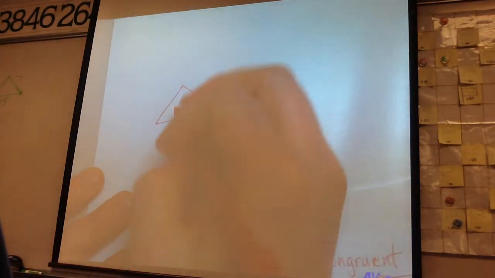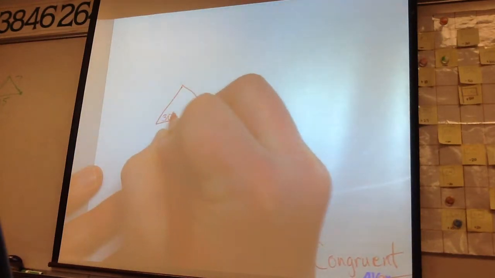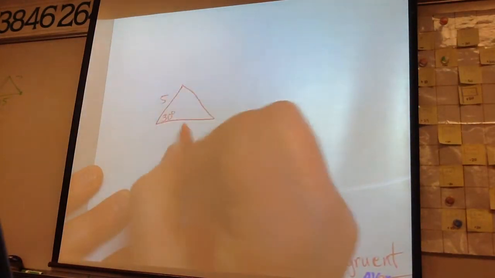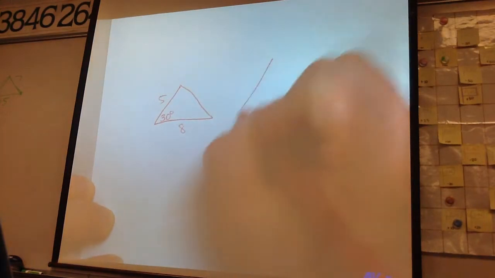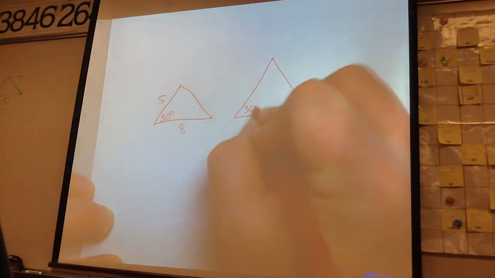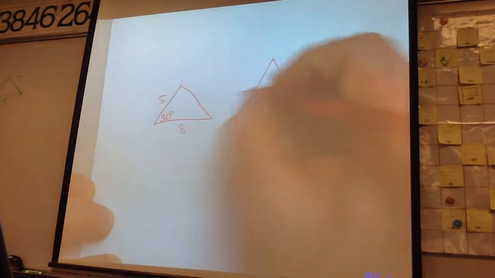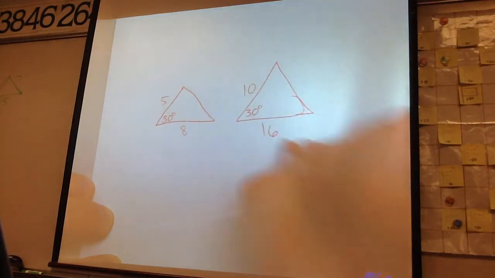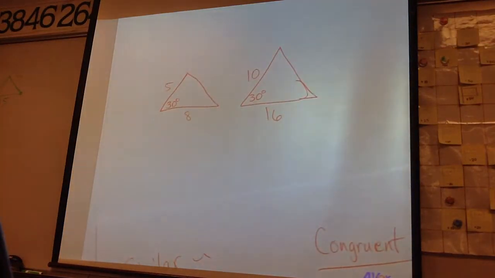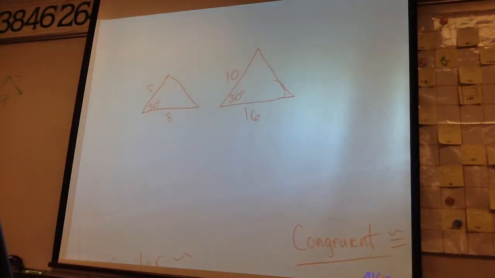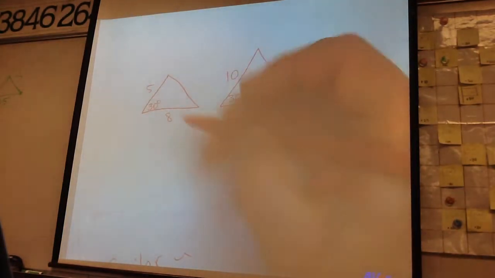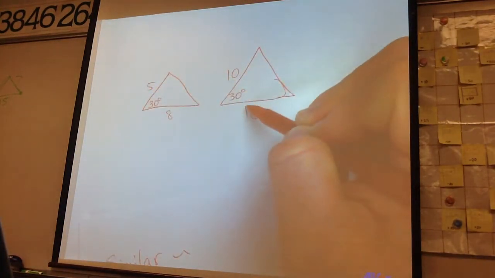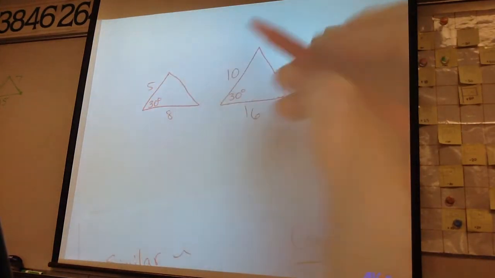So if I'm like, this angle's 30 degrees, and this side is 5, and this side is 8, and then in this triangle, this angle's 30 degrees, and this side is 10, and this side is 16. Are they similar? Yes, because of side angle side. Why does that work? Well, if the ratio between the sides is the same, then all of the angles are going to end up being the same.